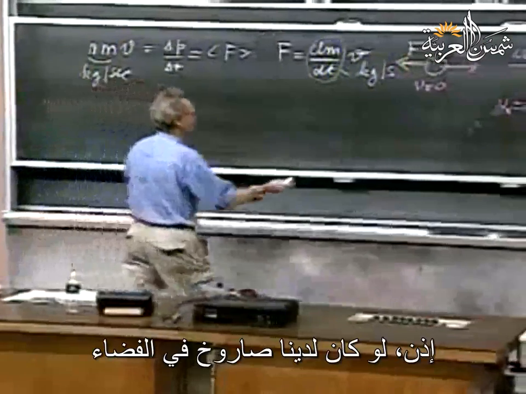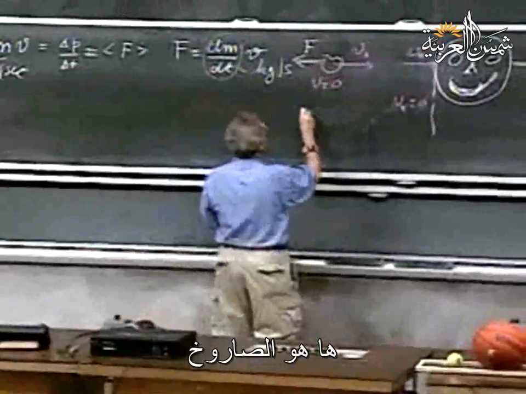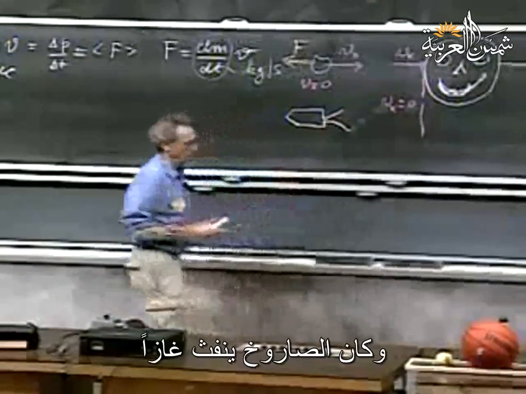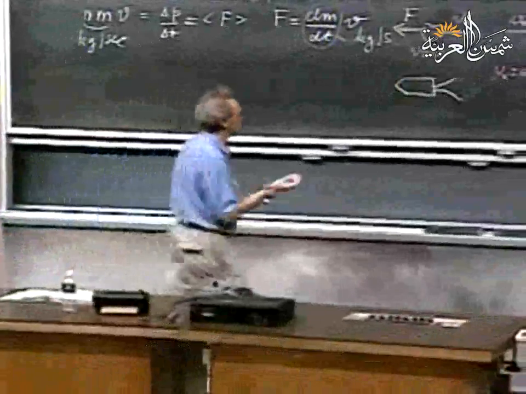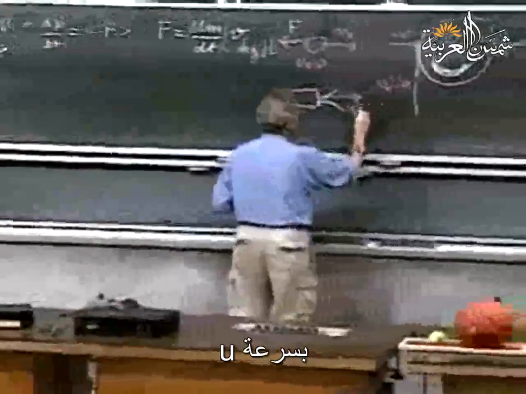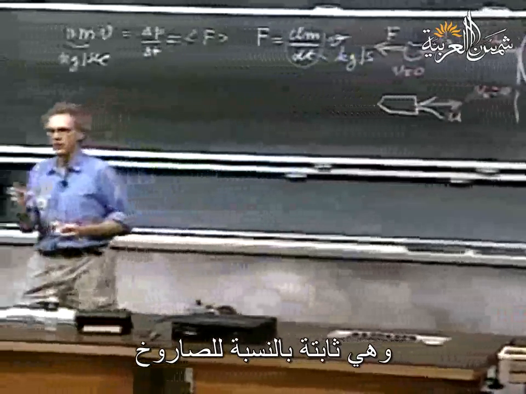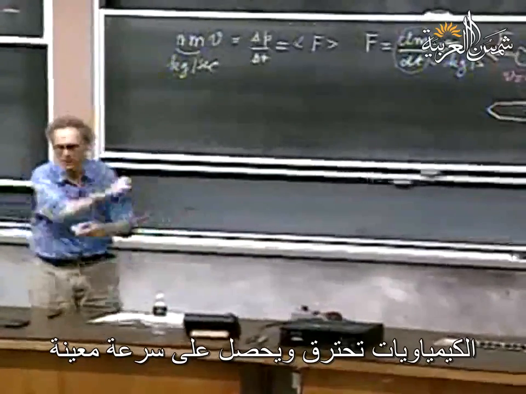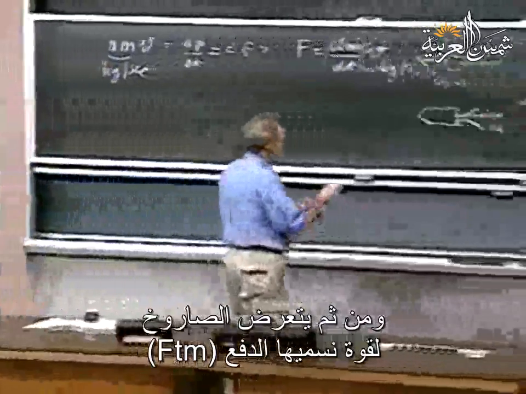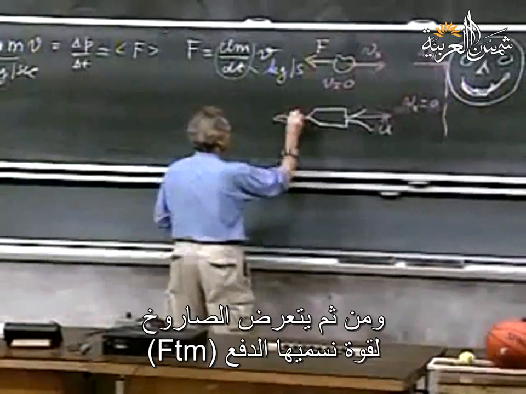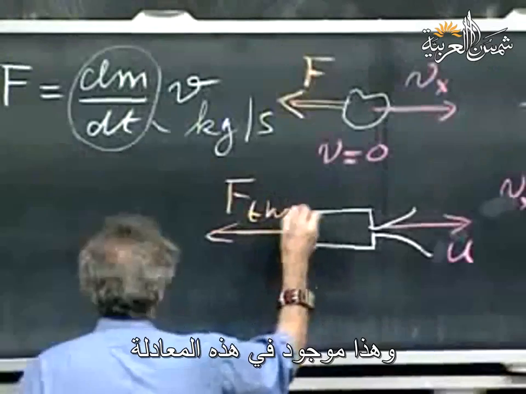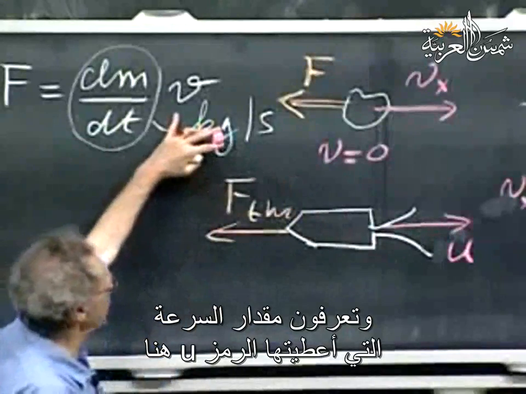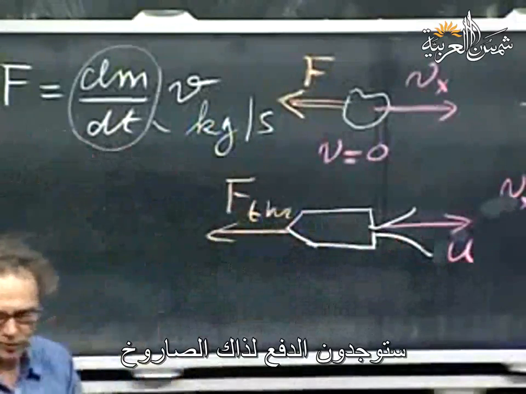So if we have a rocket in space, here's the rocket, and the rocket is spewing out gas with a velocity u, which is fixed relative to the rocket. The burning of chemical energy. Chemicals are burned, it comes out with a certain speed, and the rocket will then experience a force, which we call the thrust, and that is given by this equation. If you know how many kilograms per second are spewed out, and you know what the velocity is, which I've called u here, this will tell you what the thrust is of that rocket.